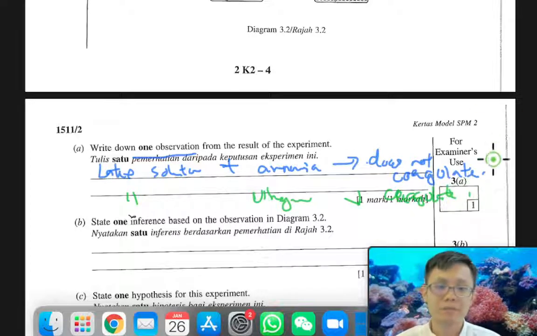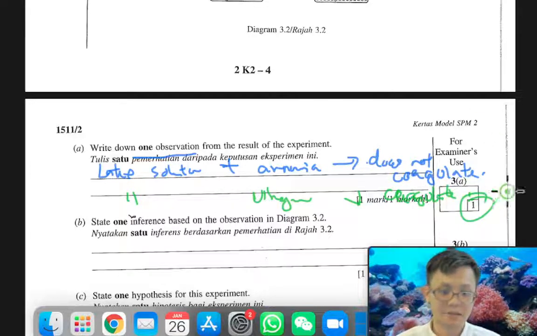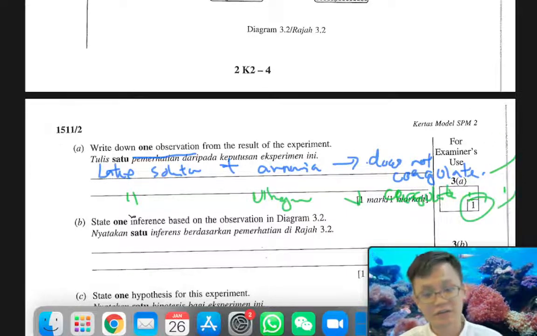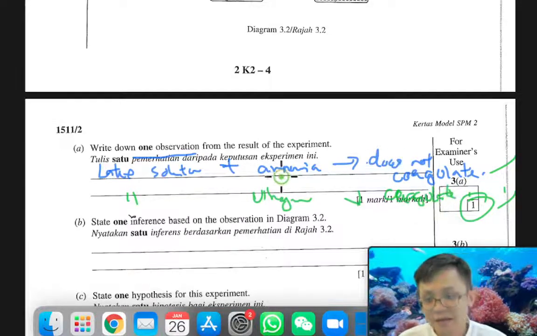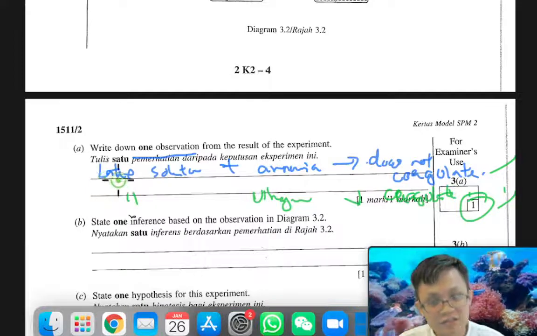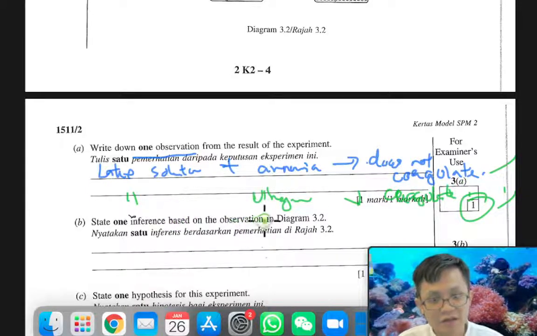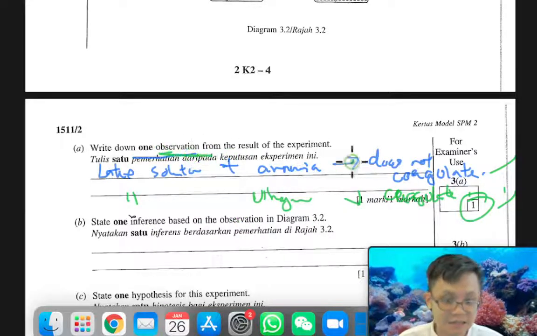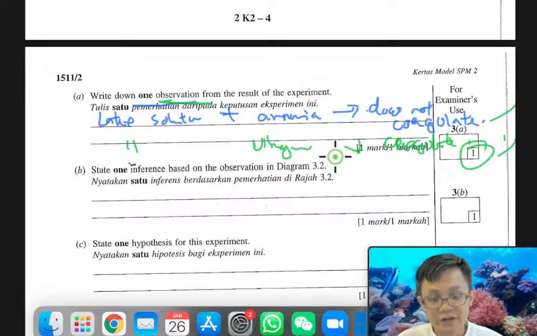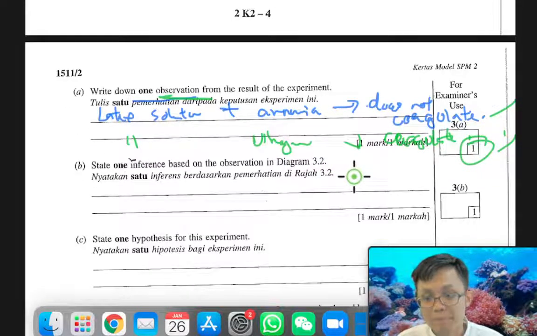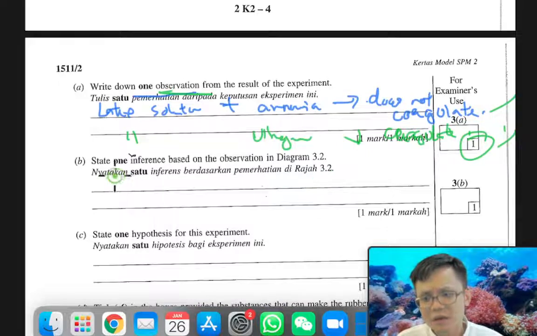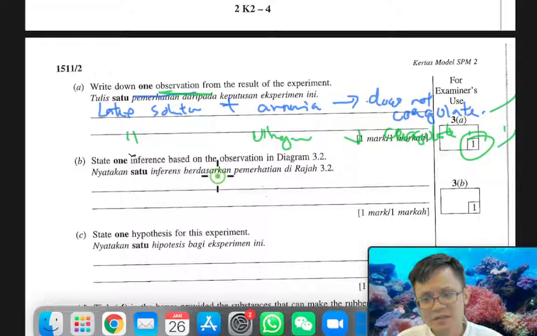Okay, so even though it's just 1 mark, I just mentioned it clearly so there is no dispute from the reader and the examiner. I mentioned very clear. Latex solution with ammonia does not coagulate. Latex solution with vinegar, it will coagulate, and it is the observation. Imagine there's an examiner and we want to give a very clear statement about our research and our answer and our presentation. State one inference based on the observation.